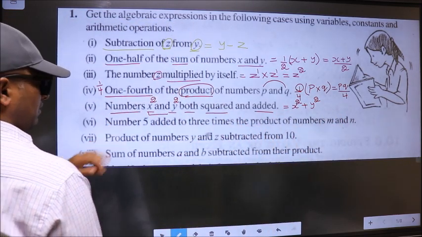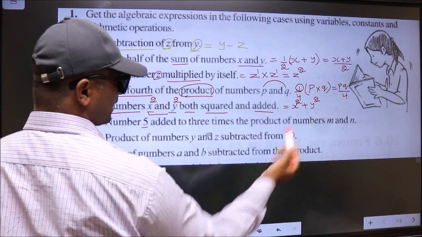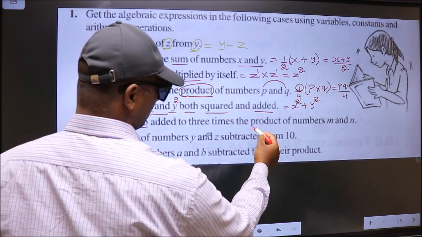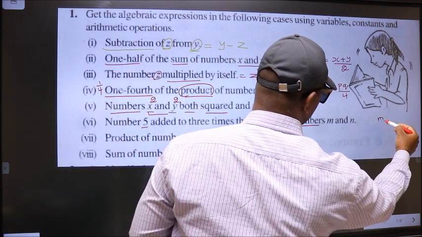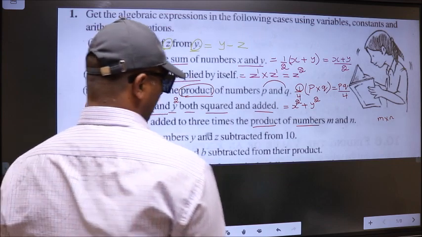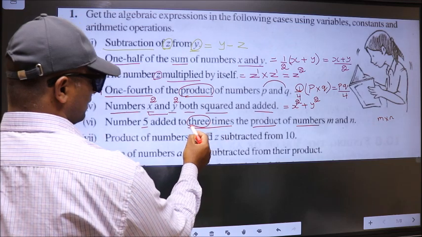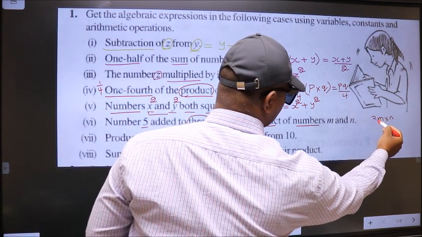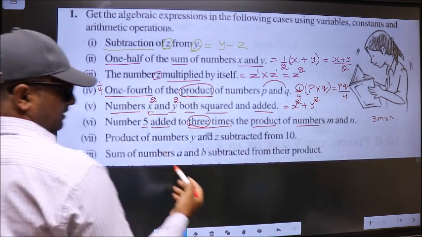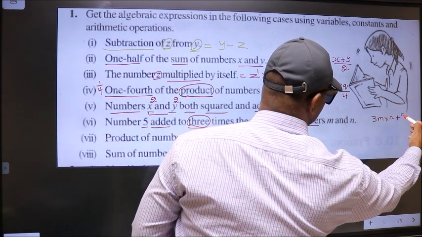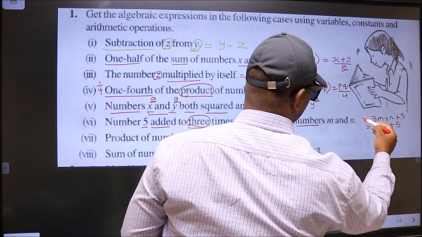Next, number 5 added to 3 times the product of numbers m and n. Product of numbers m and n means m into n. Now 3 times the product. 3 times means here you write 3 into this. Number 5 added, so you add 5 to this. So that is nothing but 3mn plus 5.